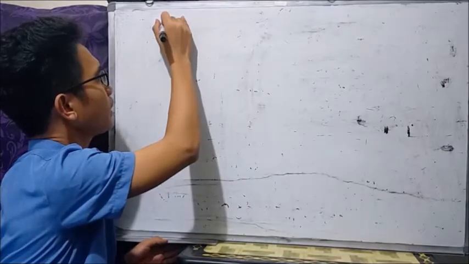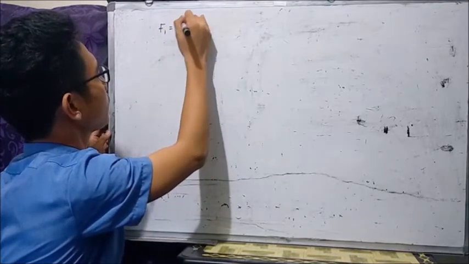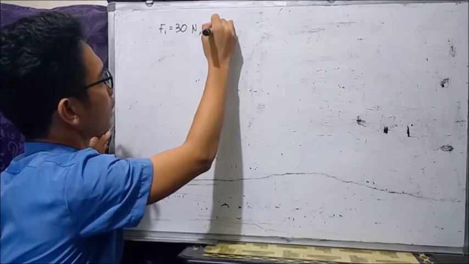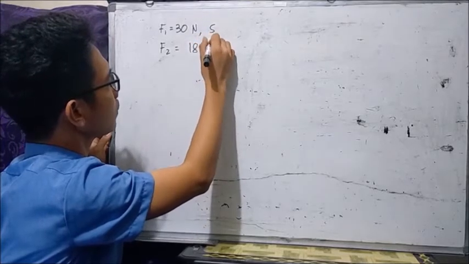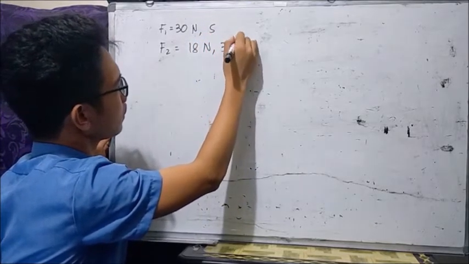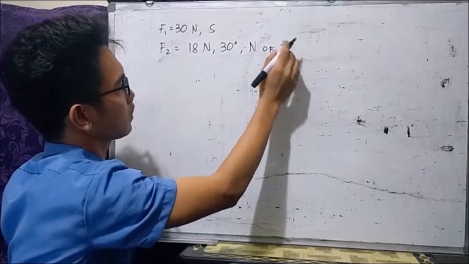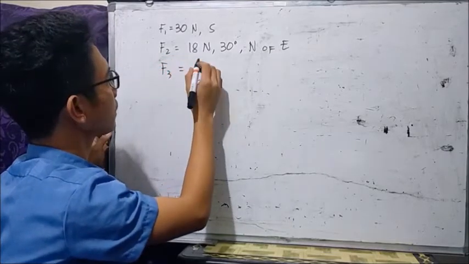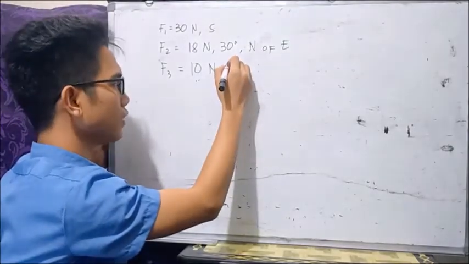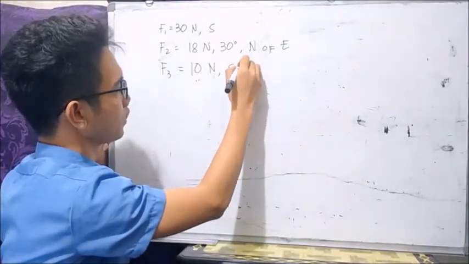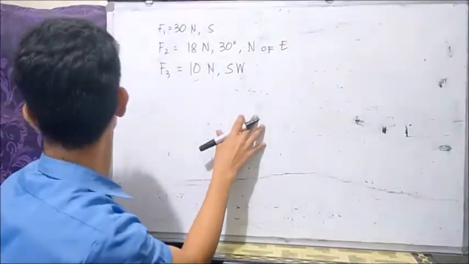We have number one, let's say our F sub 1, the first one, is 13 Newton south. And then F2 was 18 Newton, 30 degrees north of east. And then we have our F sub 3, let's say that is 10 Newton, let us say southwest. Okay, so how are you going to use the graphical method for vectors?